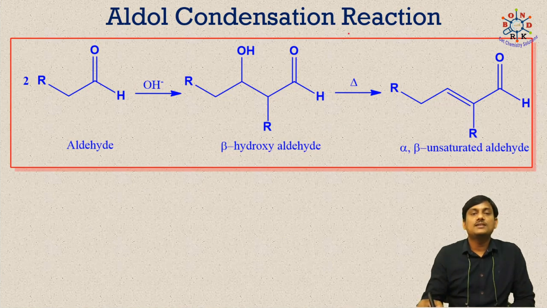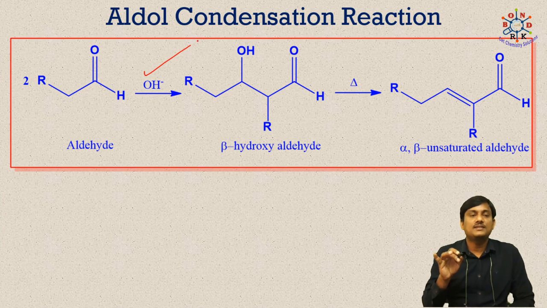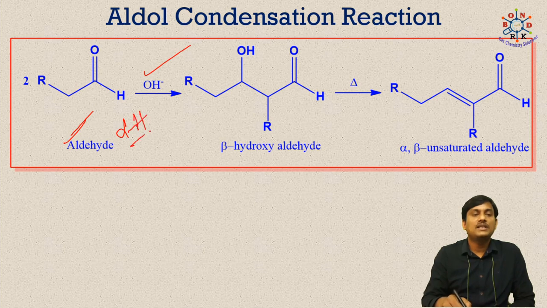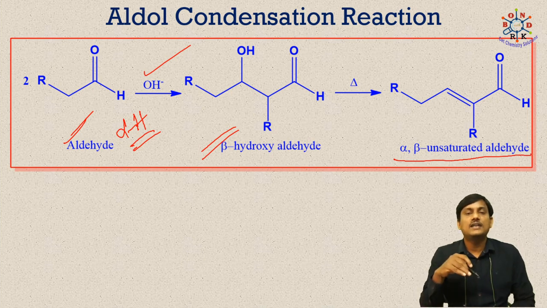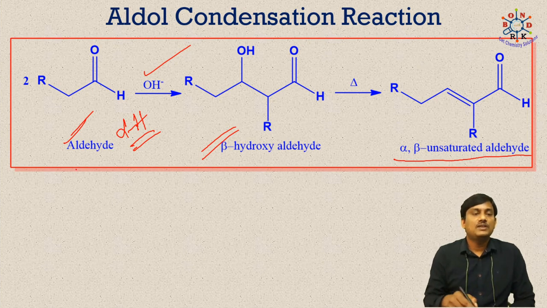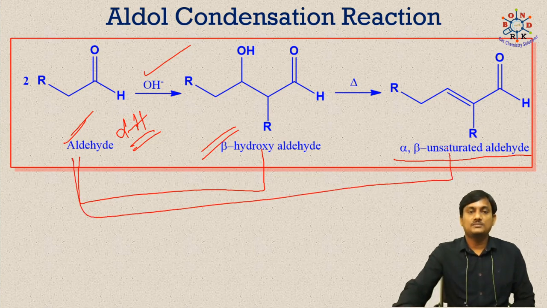Aldol condensation reaction, it is the reaction between two aldehydes or ketones which contain alpha hydrogens in presence of base. It's a base catalyzed reaction. Aldehydes or ketones containing at least one alpha hydrogen will be converted into beta hydroxy aldehyde or ketone. This one is called the Aldol reaction. When you remove a water molecule upon heating from the beta hydroxy aldehyde or ketone, there is a formation of alpha beta unsaturated aldehyde or ketone. This reaction is called the Aldol condensation reaction. Up to this one is the Aldol reaction, and up to this one is called the Aldol condensation reaction.